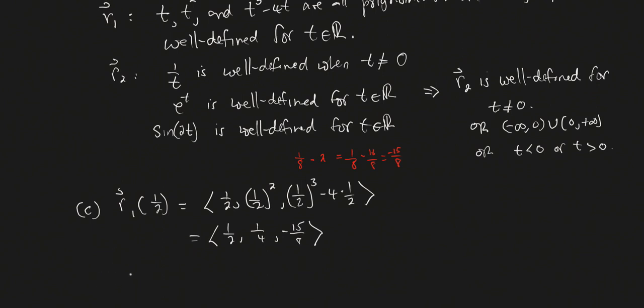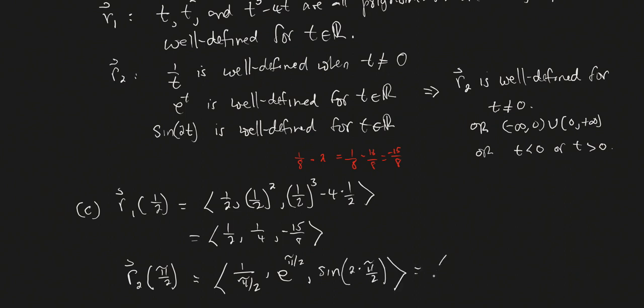Let's see. So let's do another function evaluation. Let's say we take our second vector function r2, and let's evaluate that at pi over 2, right? So we can plug any number. Remember, we can plug any number that's not equal to 0, and I'm choosing to do pi over 2. So this function, we will do a reciprocal, so it's 1 over pi over 2, and then we have our exponential e to the pi over 2, and then we have our trigonometric function, the sine of 2 times pi over 2, right? Well, what does this vector evaluate to or simplify to?